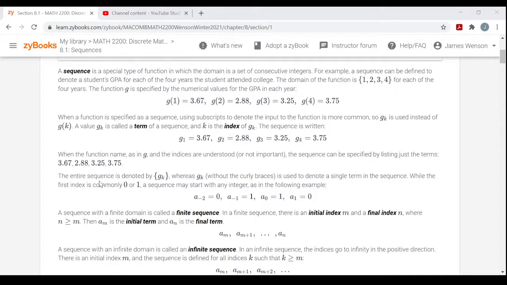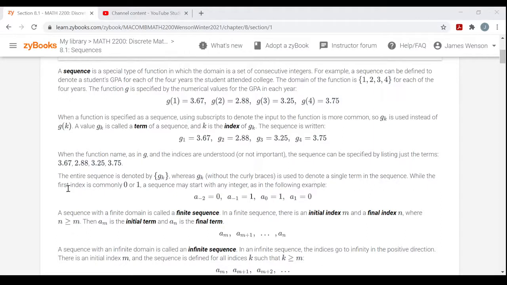The entire sequence is denoted by some braces around g sub k, whereas g sub k, without any curly braces, is used to denote a single term, right? Just the kth term. So if you want to, again, describe or discuss the entire sequence, you put braces around the name of it. But if you want to discuss a single term, the kth term, you just look at it without the braces, g sub k.